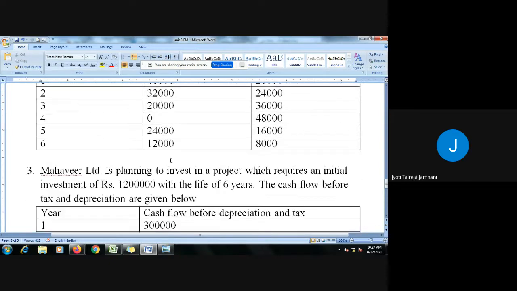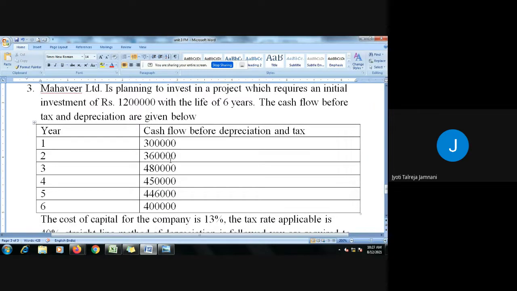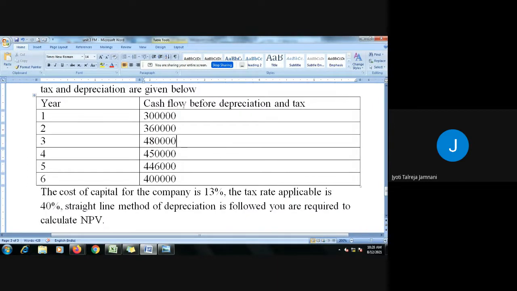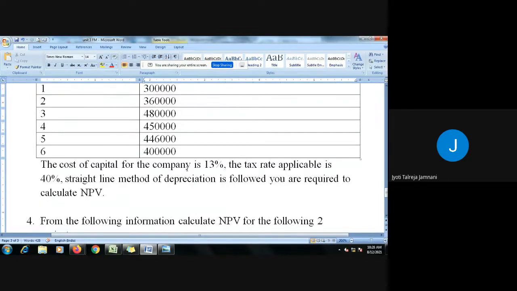Let's go to the next. Mahavir Limited is planning to invest in a project which requires an initial investment of rupees 12 lakhs with the life of 6 years. The cash flow before tax and depreciation are given below. So here these are cash flows before depreciation and tax. The cost of capital for the company is 13%. The tax rate applicable is 40%. Straight line method of depreciation is followed. You are required to calculate NPV.